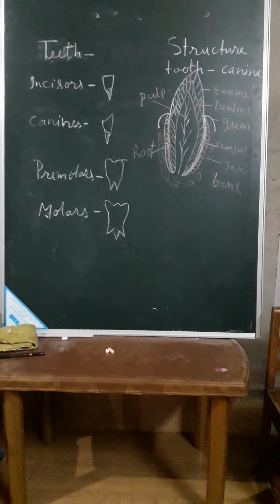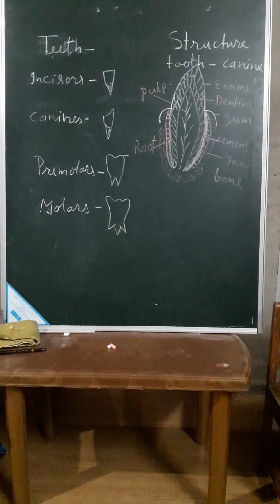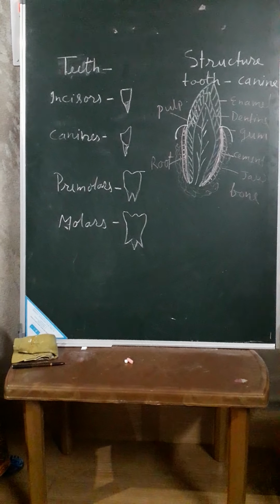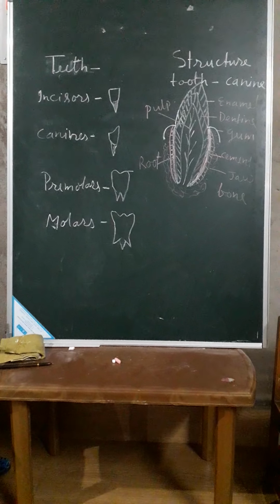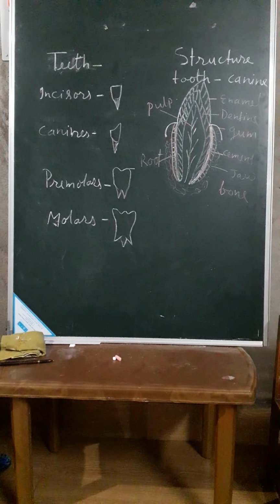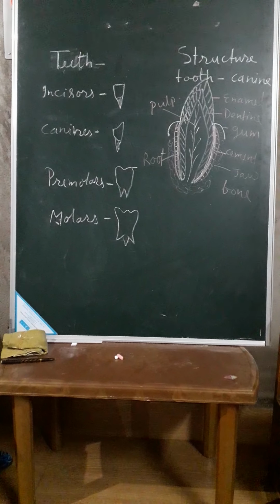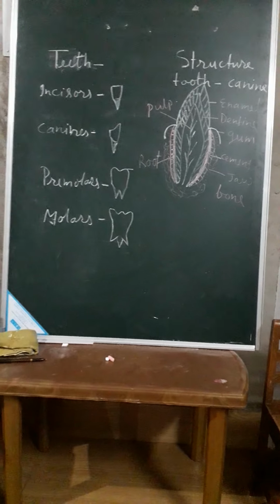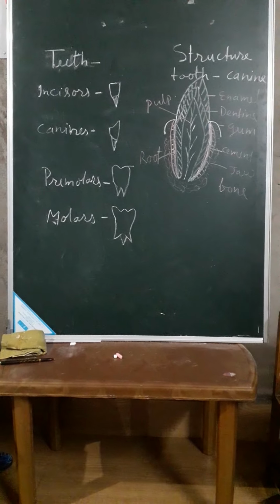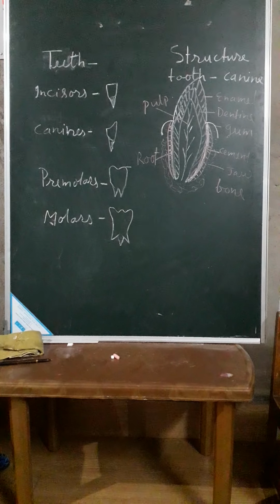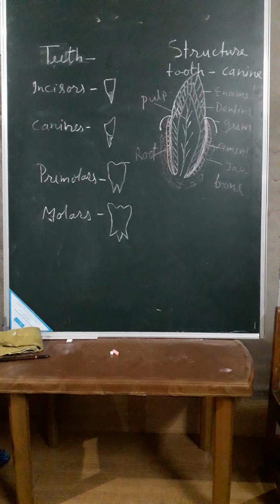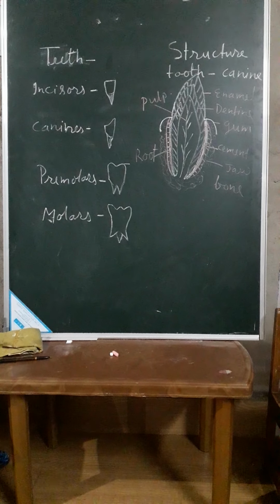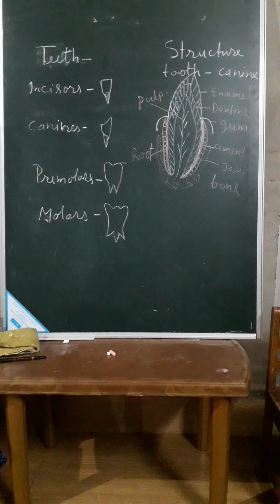First, there are 20 teeth. After 10 to 12 years they completely fall down, and in that place new teeth develop, and the permanent teeth are completed within 17 to 20 years and remain for life.